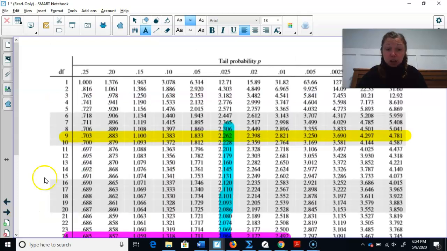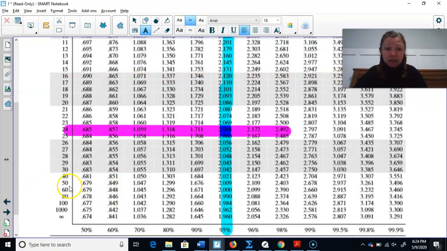So let's go to the chart, and we look down for 49, and we don't see it, okay? So when it's not on the chart, what you have to do is you have to round down to the next degrees of freedom that you see. You would never round up, you round down. So my degrees of freedom are 49. Well, I don't see 49 on there. Now, I know 49 is closer to 50, but if I round down, that's going to get me to the 40 degrees of freedom.